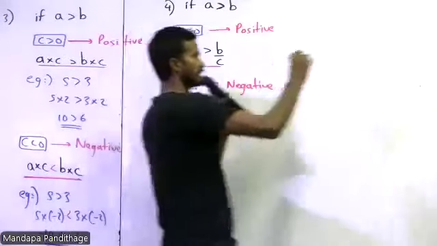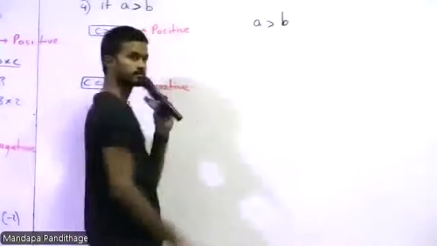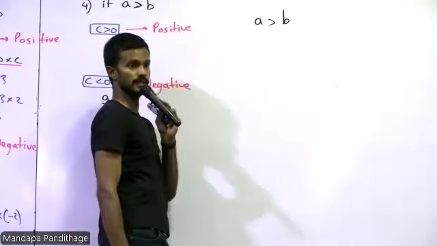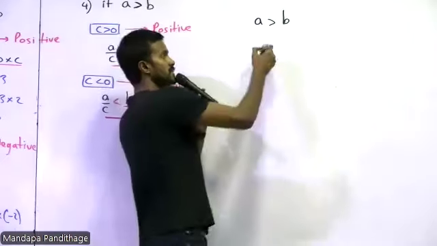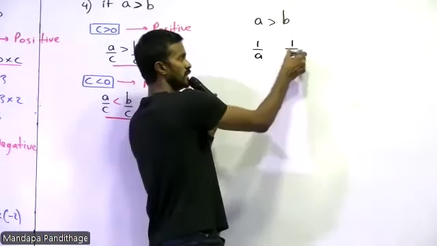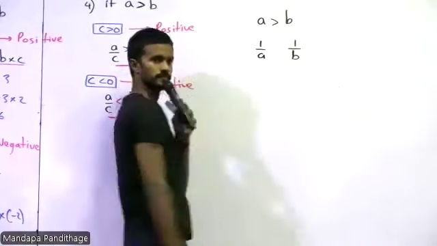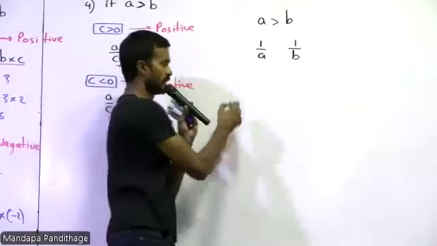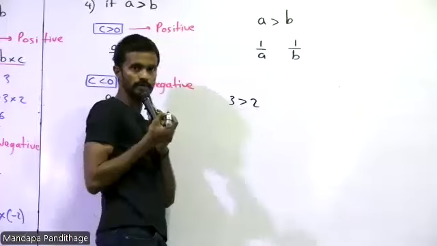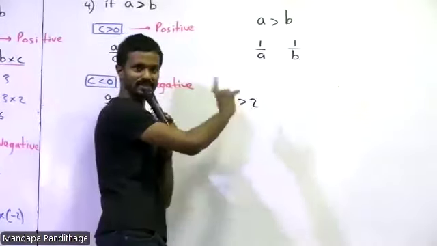So what are the rules? One thing is, when we have an inequality in this way, A greater than B, what can you say about the reciprocal of both sides, 1 over A and 1 over B? If I take an example, 3 is greater than 2.